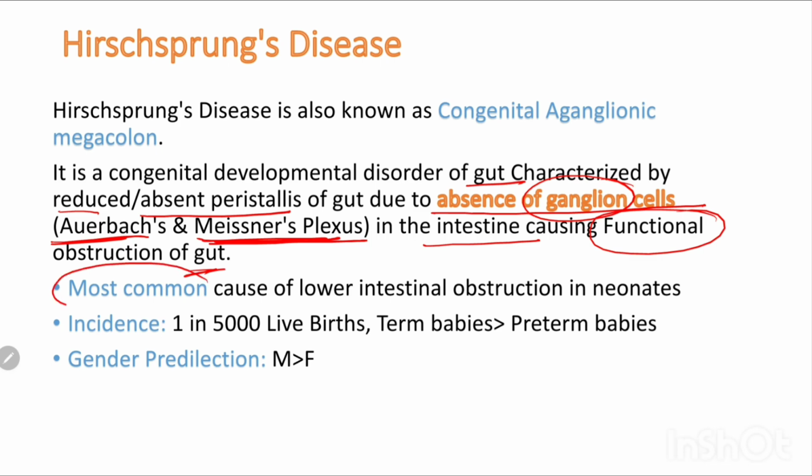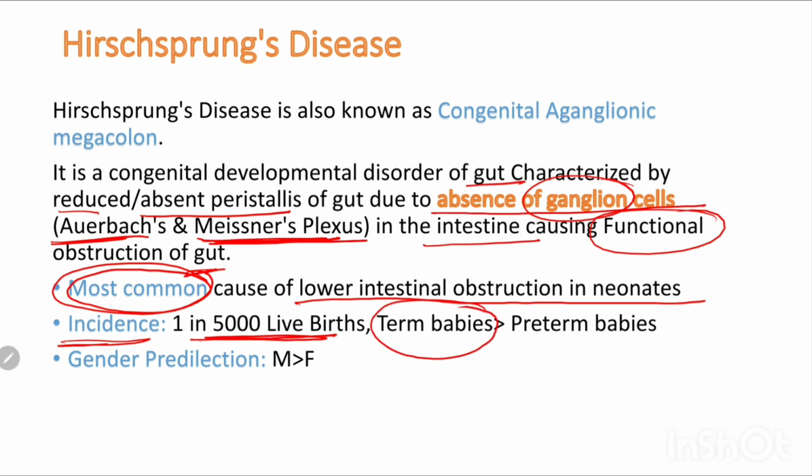Then, epidemiology. Hirschsprung disease is the most common cause of lower intestinal obstruction in neonates. Incidence is 1 in 5,000 live births. Hirschsprung disease more commonly presents in term babies than preterm babies. And regarding gender predilection, it is more common in males than females.